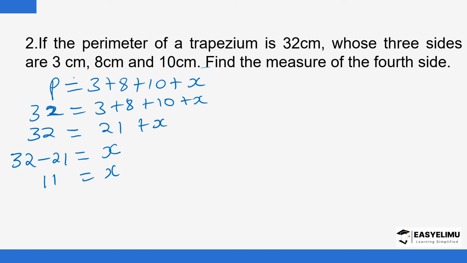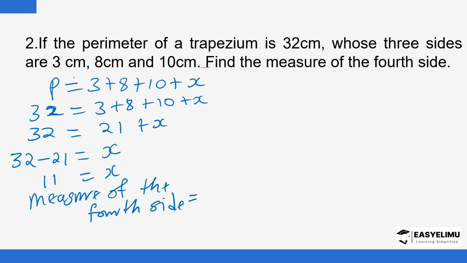So the measure of the fourth side is equal to what? 11 centimeters. So the fourth side measures 11 centimeters, and that is how you are able to do that. We are applying this rule of perimeter, which is basically the distance all around the figure.